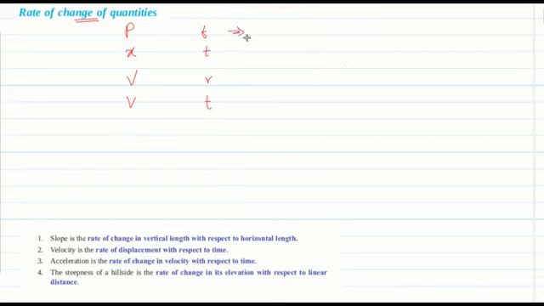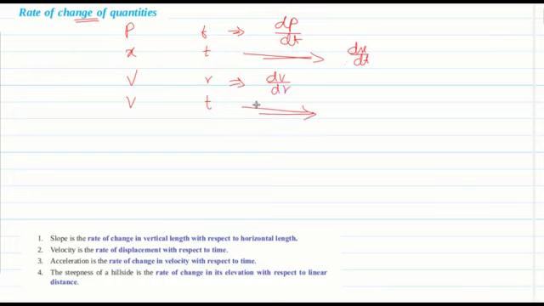So we can represent this rate of change of the population with respect to time t as dp by dt. Then the rate of change of the distance with respect to time t as dx by dt. Then the rate of change of the volume with respect to the radius, that means dv by dr. Then the rate of change of the volume with respect to the time t can be represented as dv by dt. Not only this, children, sometimes the surface area of the balloon also, that means ds by dt.